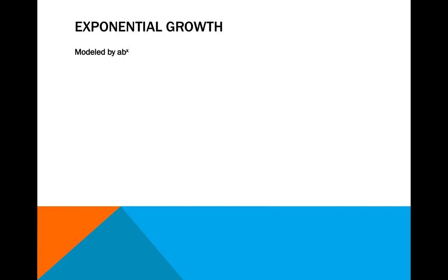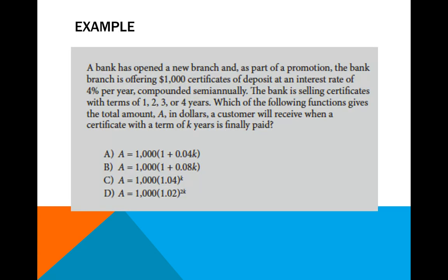Okay, so then we have exponential growth. Something is considered exponential growth if the variable is in the exponent. This is where we see things like compound interest, because that time variable is in the exponent. So here's another example. It's very similar to the last one. And here the key is it's compounded semi-annually. So compounded means that we're going to use the compound interest formula.